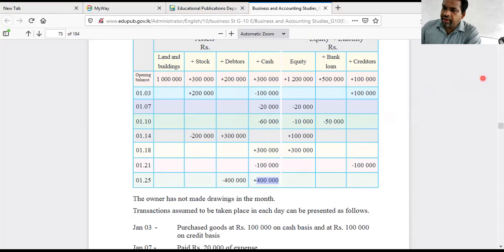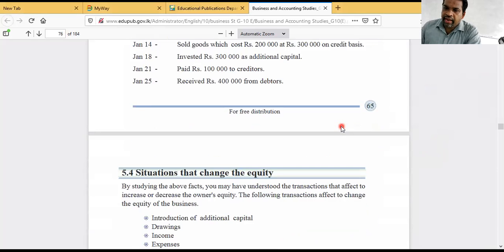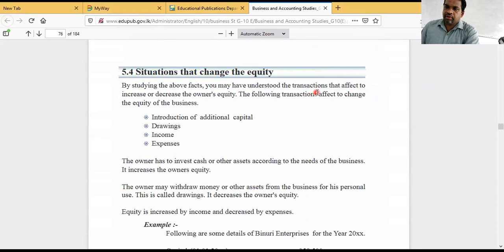Right. Then we can understand the next topic, situations that change the equity. At the beginning, I explained that there can be changes in equity because of drawings, because of income, because of expenses, and because of introduction of additional capital.